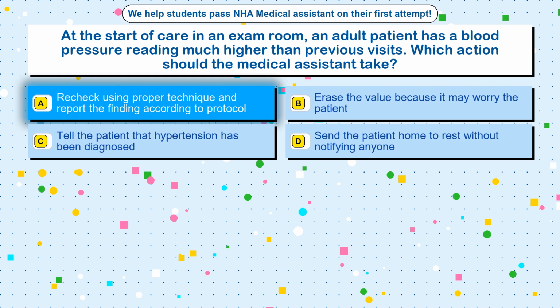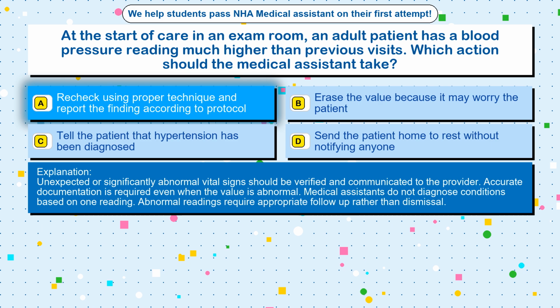The correct answer is option A. Recheck using proper technique and report the finding according to protocol. Unexpected or significantly abnormal vital signs should be verified and communicated to the provider. Accurate documentation is required even when the value is abnormal. Medical assistants do not diagnose conditions based on one reading. Abnormal readings require appropriate follow-up rather than dismissal.